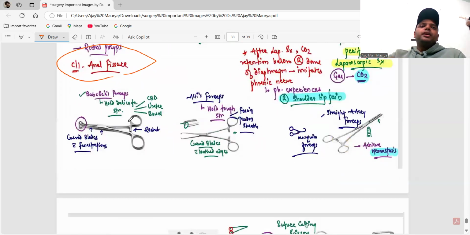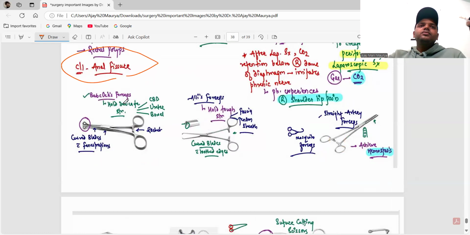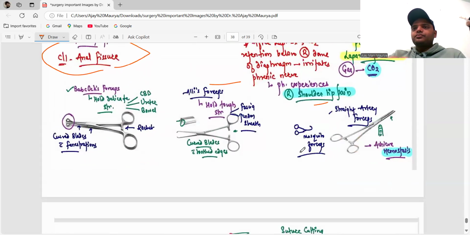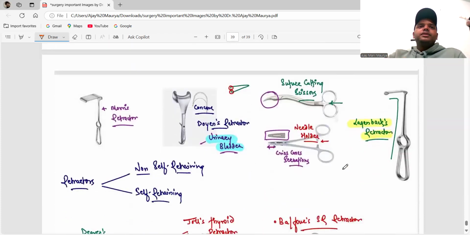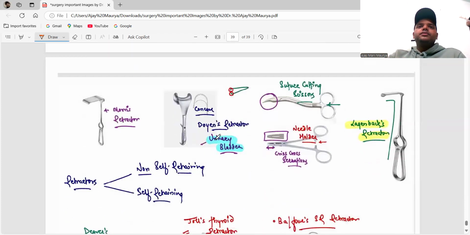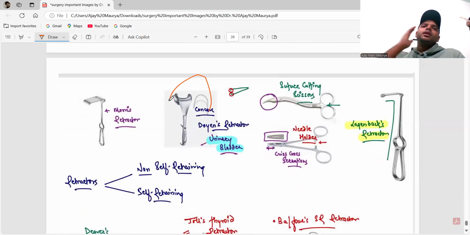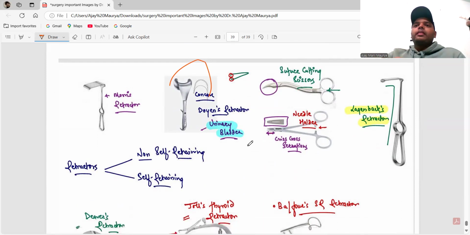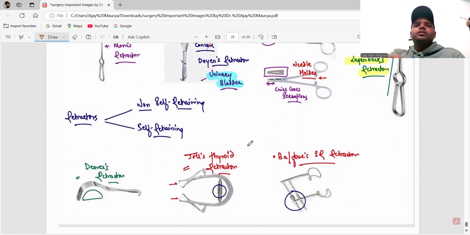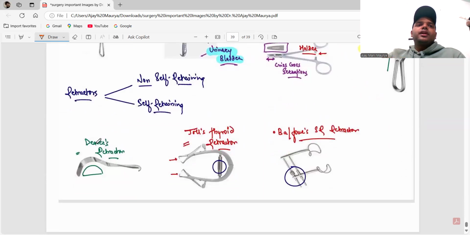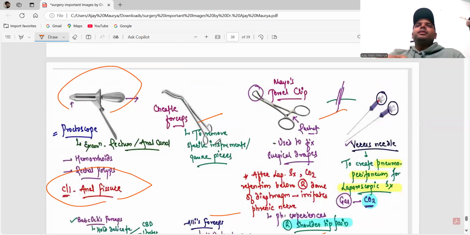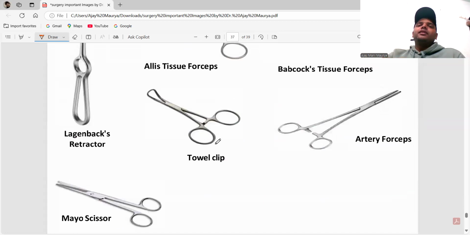This is the Babcock's here, to hold delicate structures. Allis forceps, guys, to hold tough tissue here. See here. And next one, as you can see here, this is the Deaver's retractor, to retract the urinary bladder here, guys. And the important one is the Deaver's retractor.